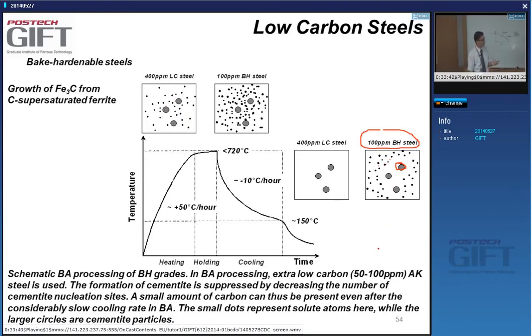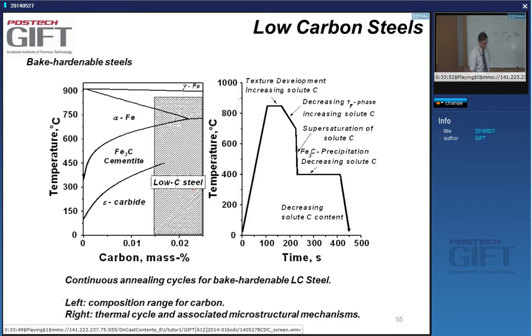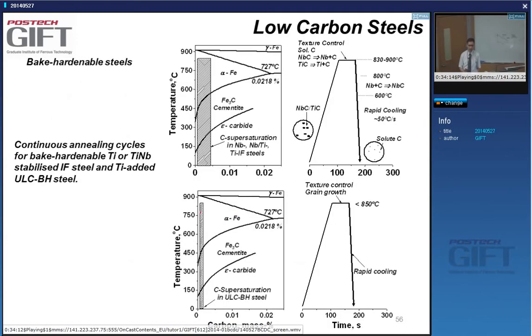And you can make bake hardening grades with batch annealing and with continuous annealing. Okay? And the most important one today is the one where you use the overaging in continuous annealing. And it's really important to control the precipitation of the cementite because you have these very large carbon contents in these low carbon steels. Yeah?